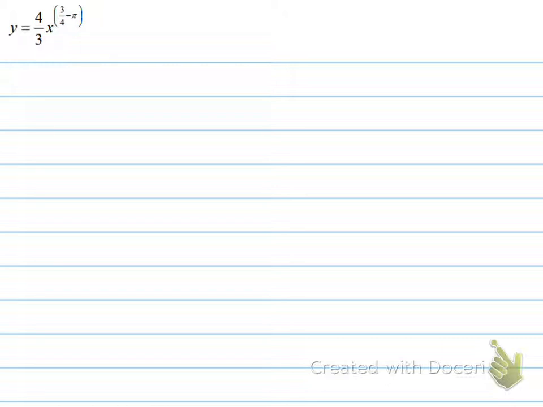You bring whatever your exponent is down to the front and then subtract 1 in the exponent. So my rule, if I'm looking for the derivative of this, and I am, so I'm looking for y prime, I would leave my coefficient in the front. It's not bothering anybody. I would bring down my exponent, which is 3/4 minus pi.